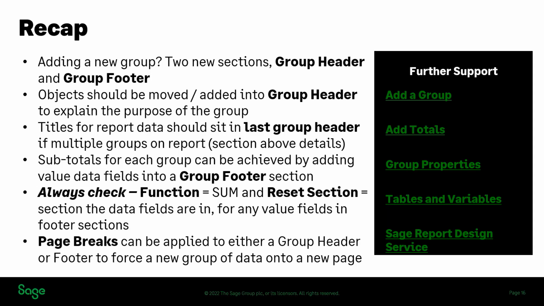To get subtotals for each group, add value data fields into the group footer sections. So for example, the net, tax and gross amounts. And you must always check the properties for the fields should always be set to sum in the function property, and in the reset section property, it should always be set to the section the data fields are in. This will ensure that your totals calculate correctly.